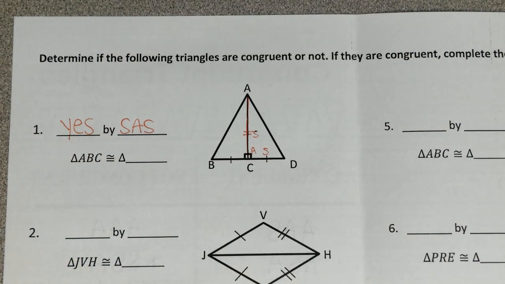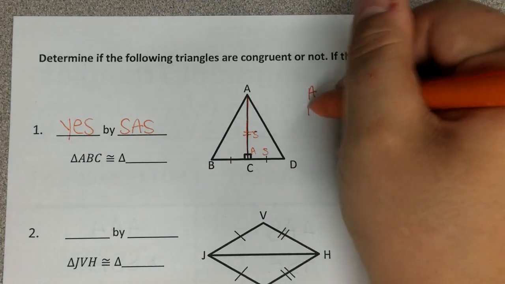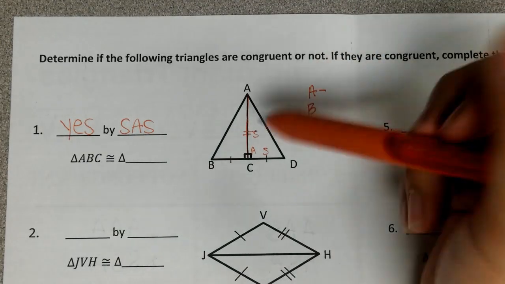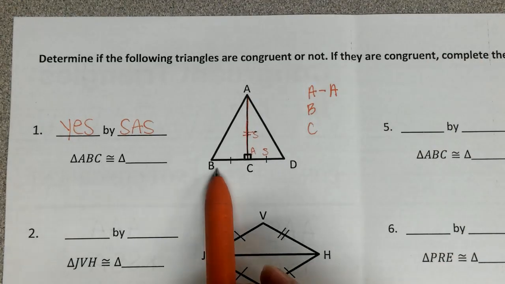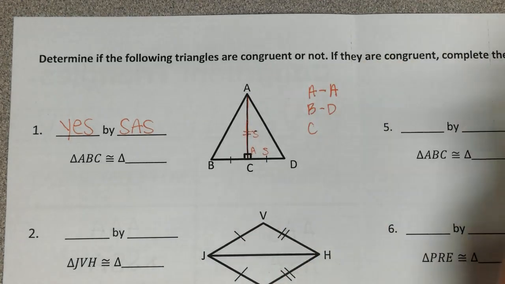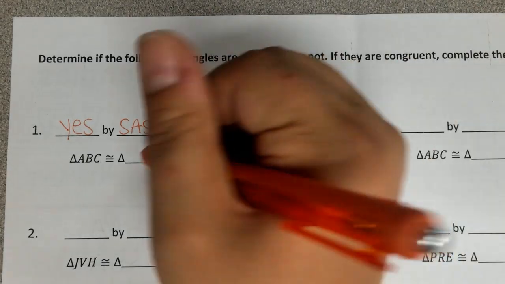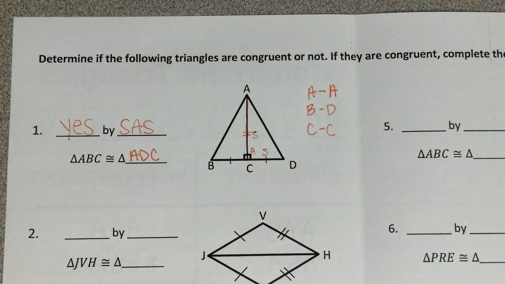Now that I know they're congruent, I can write a congruent statement like we did on Monday. What goes with A, B, C? So let's look at A, B, and C. What's going to go with A? A again. What's going to be the same as B? D. And what's the same as C? Order matters. So A, B, C goes with A, D, C.